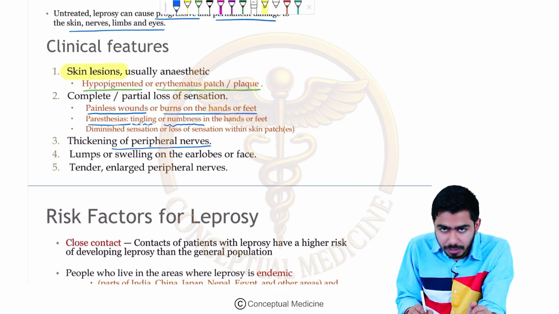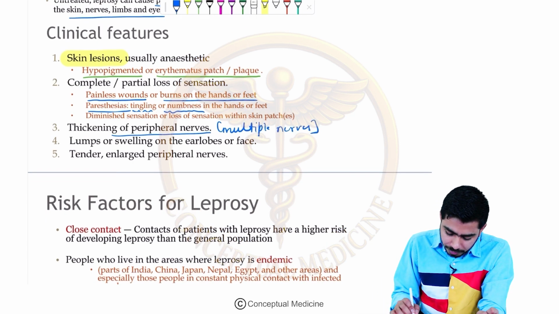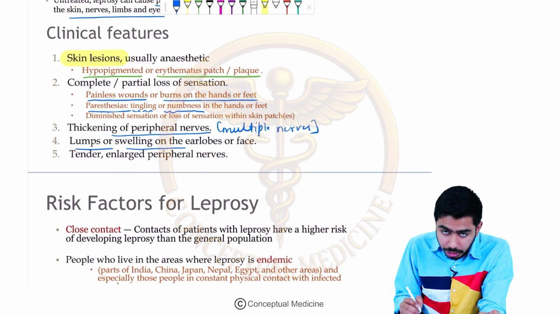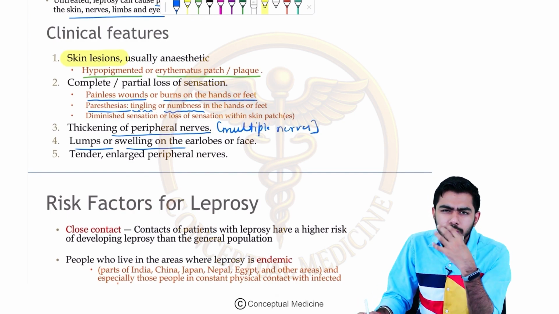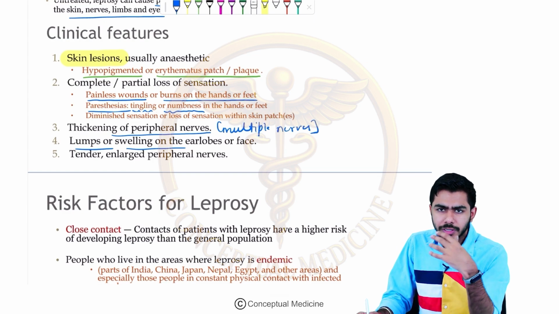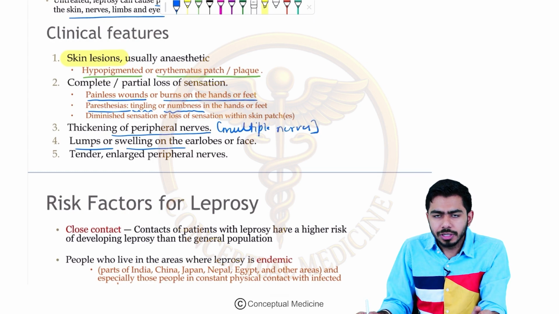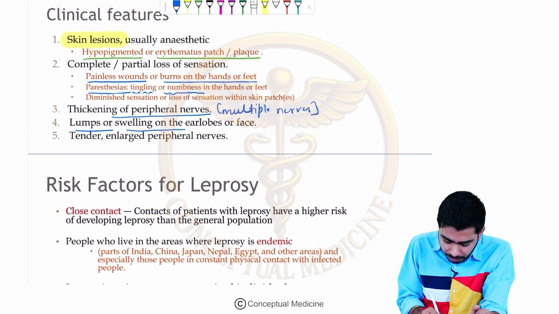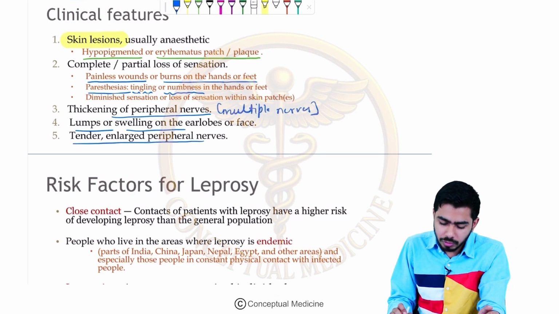Thickening of the peripheral nerves can be seen. It can involve multiple nerves, and the nerve most commonly involved is the ulnar nerve. Lumps or swelling can be seen on the earlobe or the face. If you see a leprosy patient, there could be multiple nodular lesions. In Hindi, we call this Kusht Rog. Tender or enlarged peripheral nerves might also be seen, which we talked about earlier.